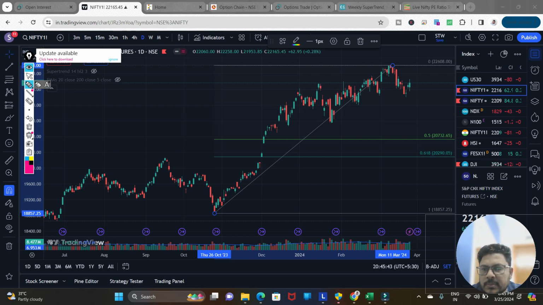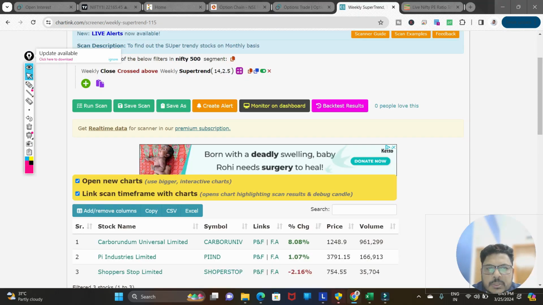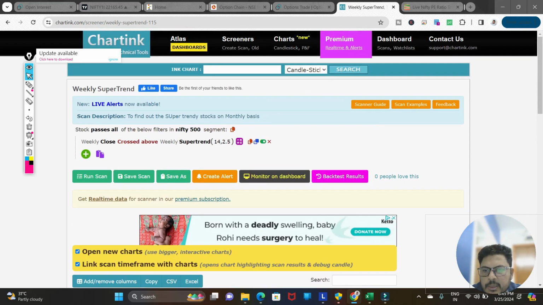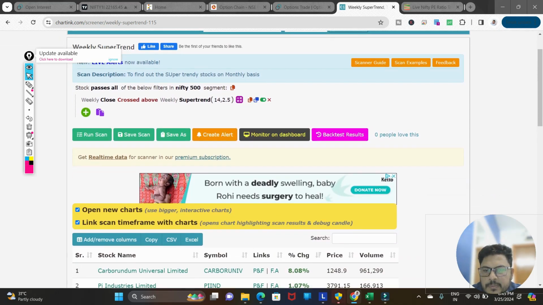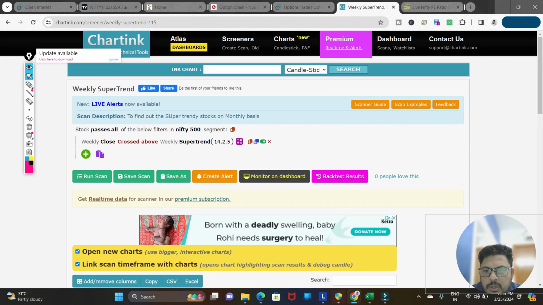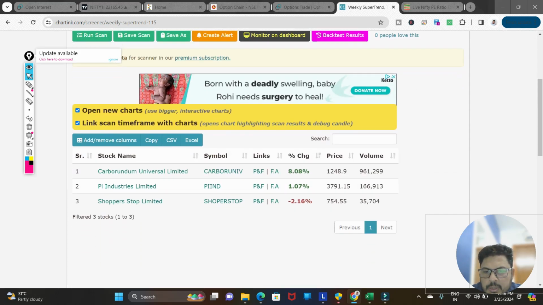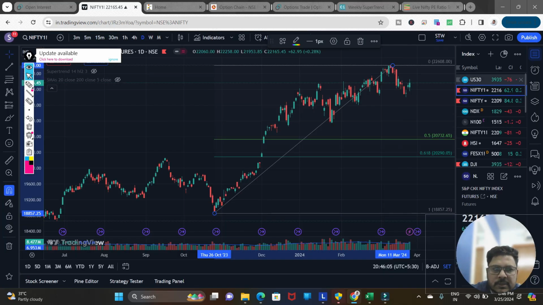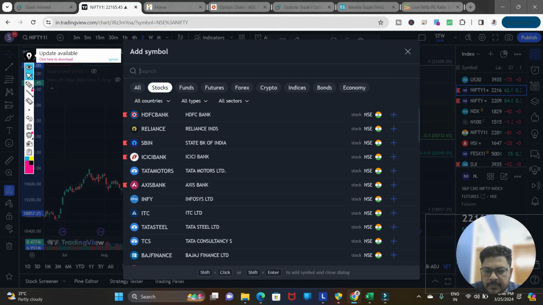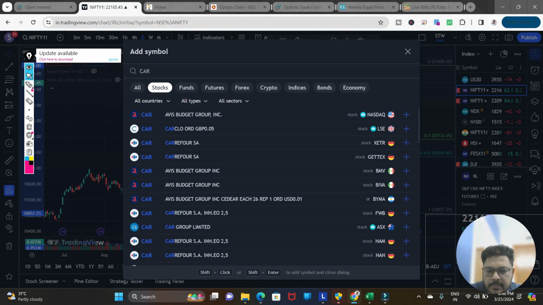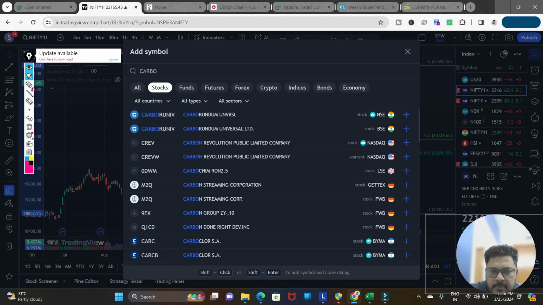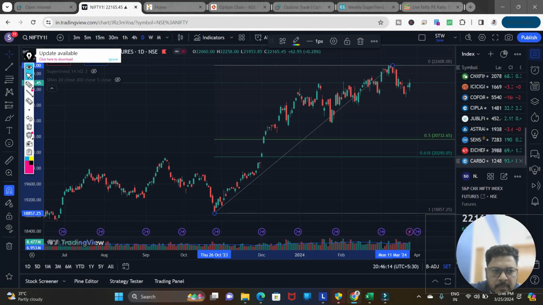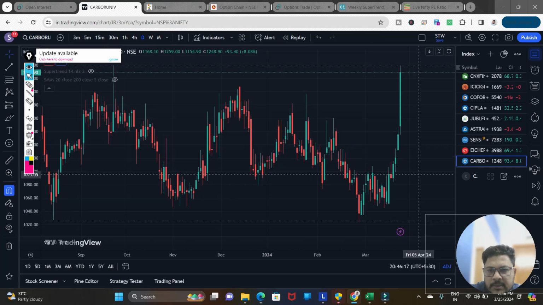So now let's look at some of the stocks. I use a simple tool called charting. Here you can create a scanner, and you can search for stocks which are giving you a super trend crossover. I'm just looking at Nifty 500. We have got this Carborundum Universal Limited. Let's add this. So this is a stock we will analyze.